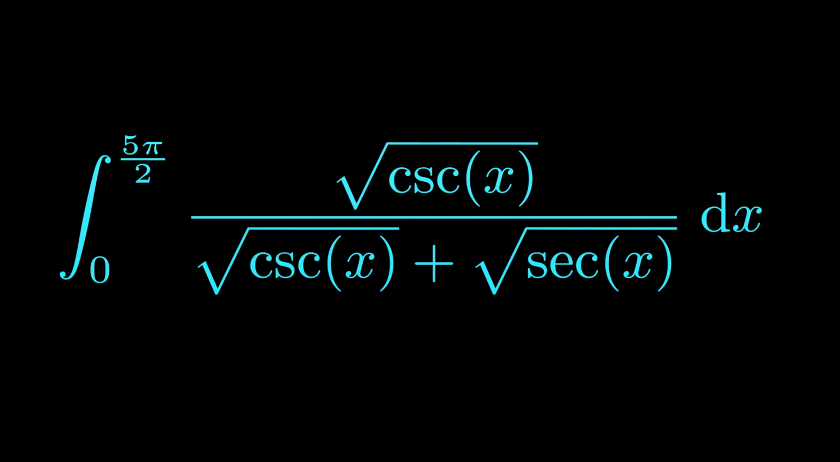Hey everyone, in this video we're going to evaluate the integral from 0 to 5 pi divided by 2 of the square root of cosecant of x divided by the square root of cosecant of x plus the square root of secant of x dx by changing the direction of integration. Now this method is also known as King's method.